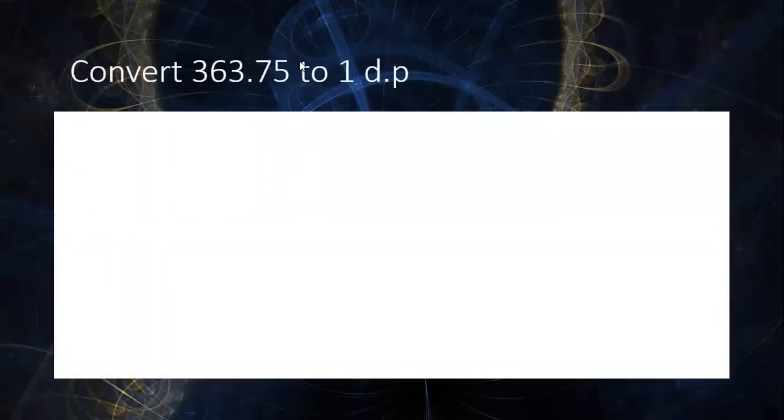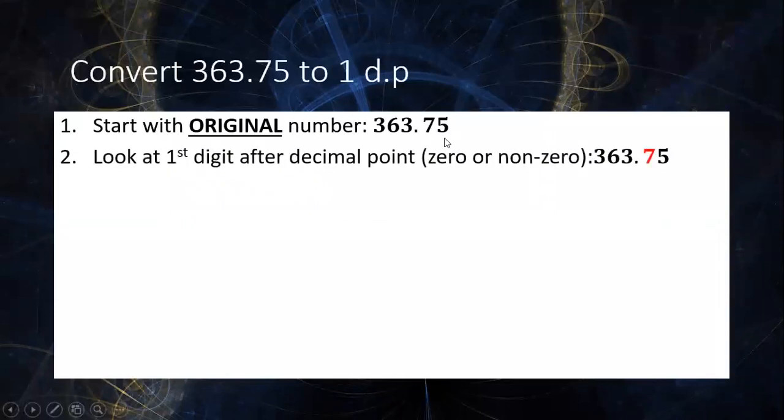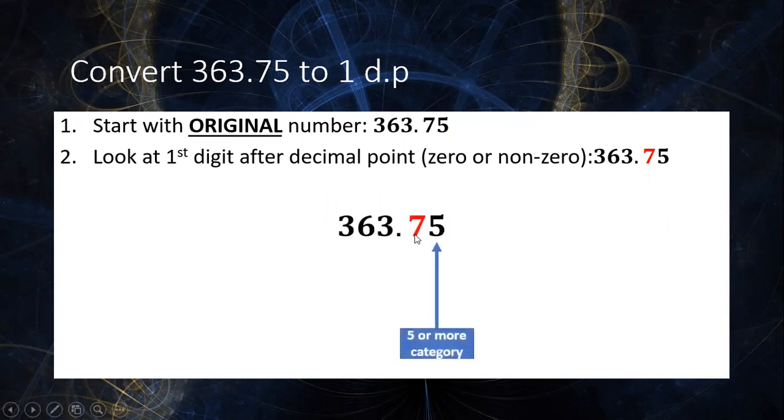Let's look at decimal places. We're going to convert 363.75 to one decimal place. We're going to start with the original number, which is 363.75. Then we're going to look at the first digit after the decimal point, whether it's 0 or non-zero, and that digit is going to be 7. Look at the number to the right of the 7 and ask if it's in the 5 or more category. Is this number in the 5 or more category?